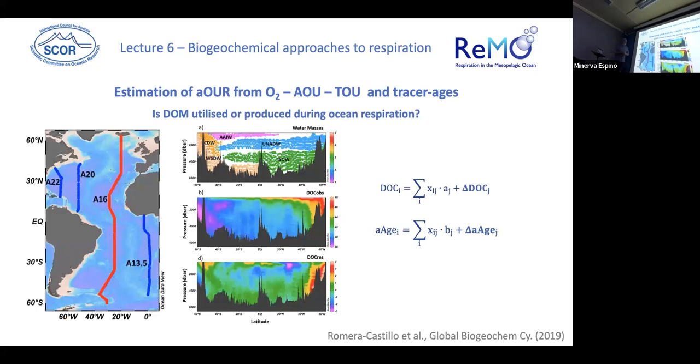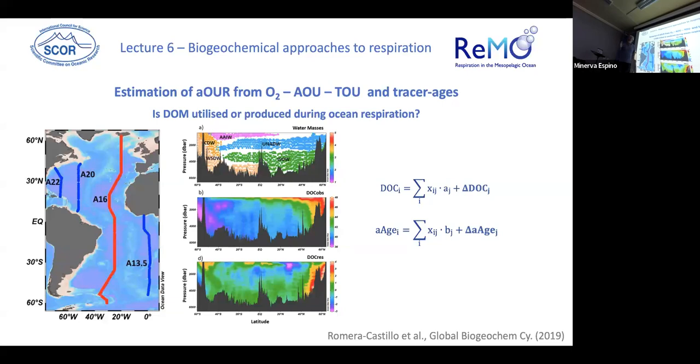And now I'm going to show you an example, as I told you about DOM, because I'm a DOM guy. This is a distribution from the very north, from Iceland, to the Antarctic circumpolar current. We did a water mass analysis more sophisticated than just with salinity and temperature to define the main water masses in the deep ocean. And we are going to concentrate on upper North Atlantic deep water now, from its formation area to almost Antarctica. What is the matter with DOC along that water mass?